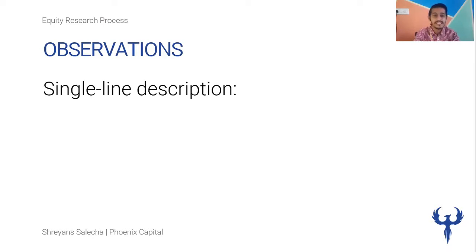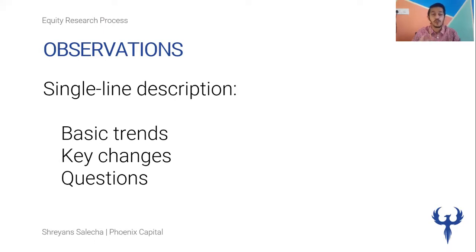So what you basically need to have is a single line description of basic trends, key changes, or questions, right? Basic trends are basically about increasing, decreasing, or stability. Key changes are any changes which have a material amount, or any reversal in the trend. And questions help guide further research, right? A lot of times there would be a key change and you would want to ask yourself, is this key change due to some other underlying factor? And this is how questions would help us.